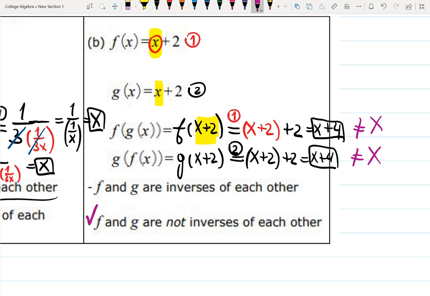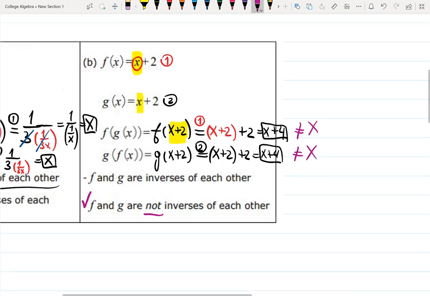That's why the answer is that f and g are not inverses of each other, even though the answers are the same. They did not give me the original input. What is the original input? Original input is x.